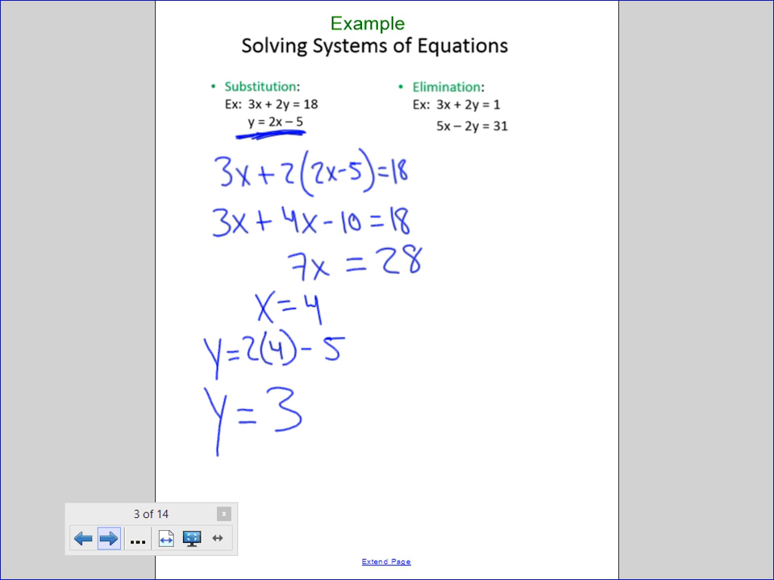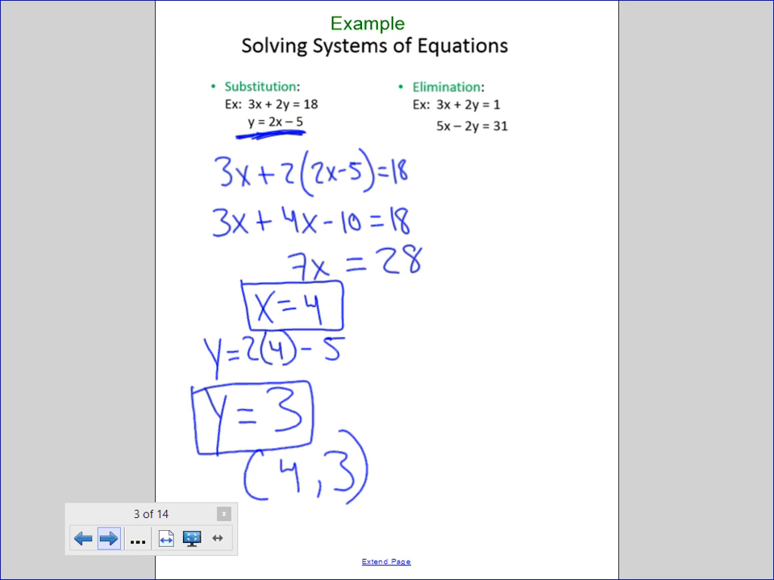There are two ways you can present your solution to me. You can either box your two different variables that you solved for, or, since this is an xy solution, you can list it as an xy ordered pair. If we list it as an ordered pair, it would just be (4, 3). There's another way you can write your solution.